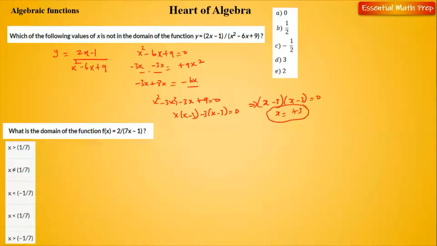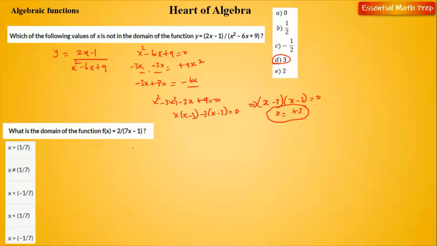So what it's really saying is, if x equals 3, the denominator becomes 0, which makes function y undefined, which means x cannot be equal to 3 if you want x to be in the domain of the function. Because x equals 3 is not in the domain of the function, the correct answer is 3. In other words, it's answer choice D.